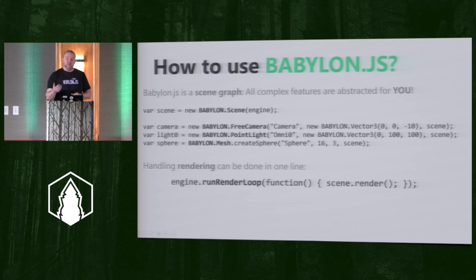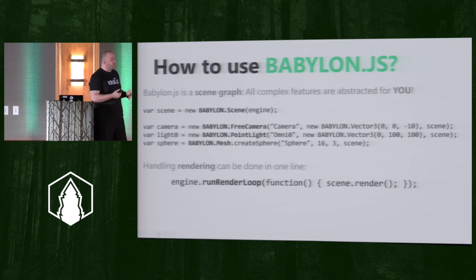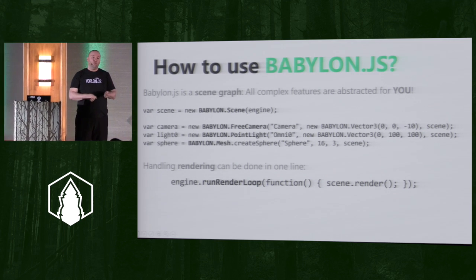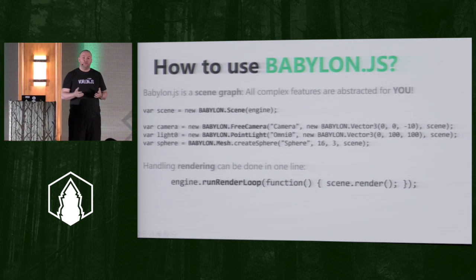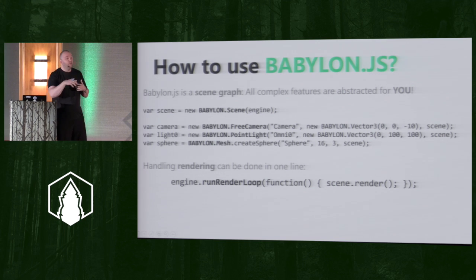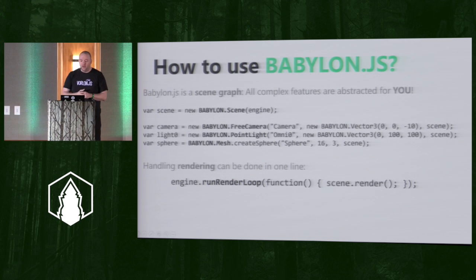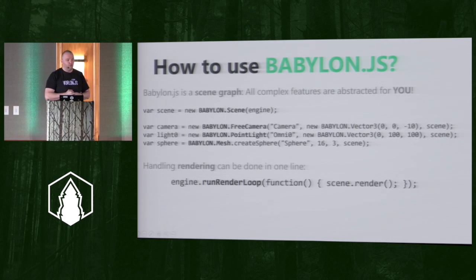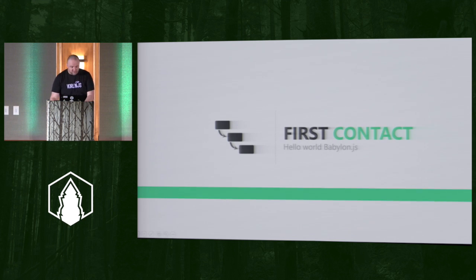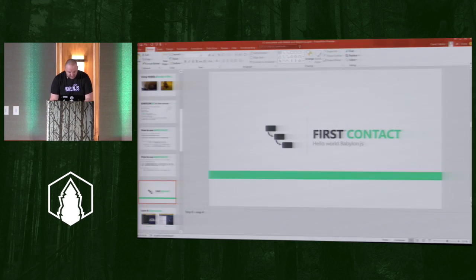And then, because we are dealing with 3D, because we need to render as fast as possible, we have a render loop. The render loop is a common concept when you deal with 3D. You have to pump a lot of pictures every second to be sure that the user feels the smoothness of the animation. To do that, we just have one line of code, like engine.runRenderLoop, and just call scene.render. That's pretty much it. So let's go to some code.